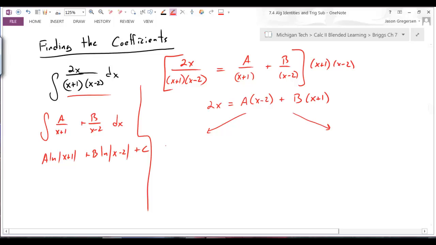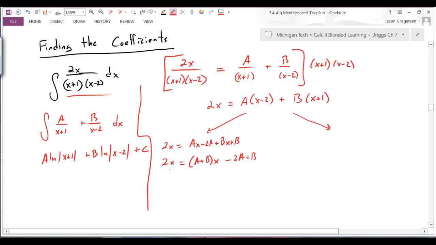So, we're going to blow up that right-hand side: a(x - 2) plus b(x + 1). We're going to regroup. Distribute my a, distribute my b, and gather the x terms to get a plus b times x. Then I'm left with minus 2a plus b. This is all equal to 2x.